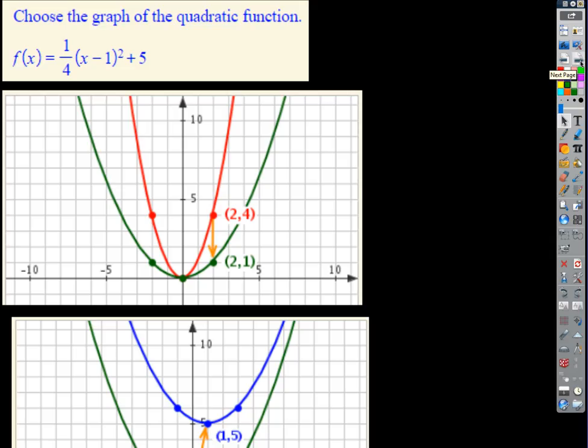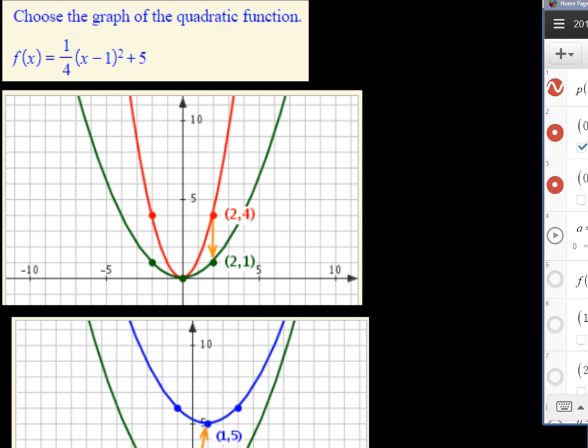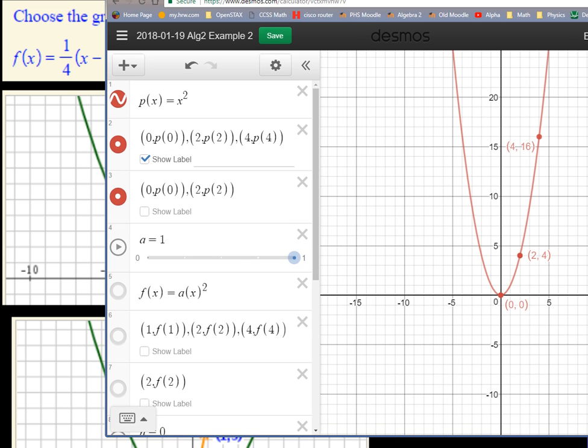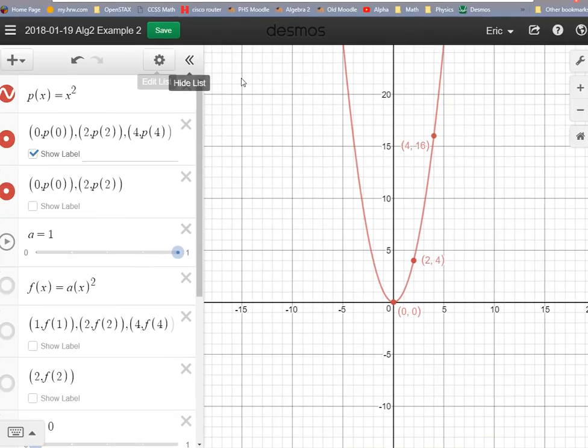So let's look at this guy. Is that the one I want? Yes, it is. Right there. Okay, so let's see what happens here. To do these assignments, you have to use Desmos, right? No, you don't need to. I'm going to use Desmos to show you something, but you don't have to use it.